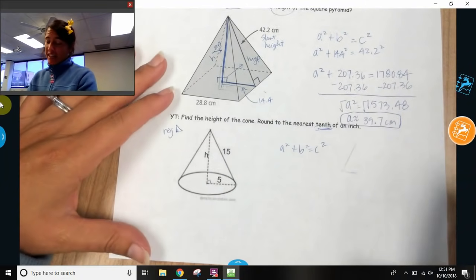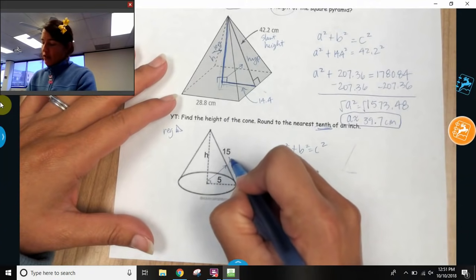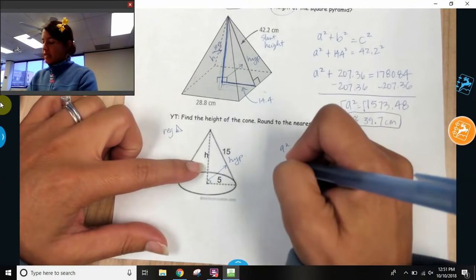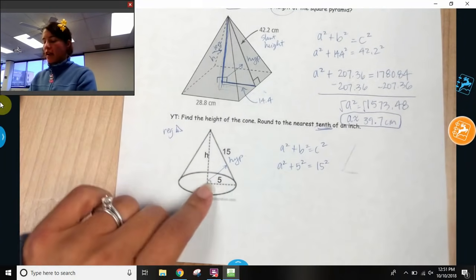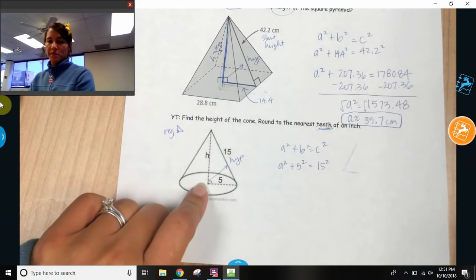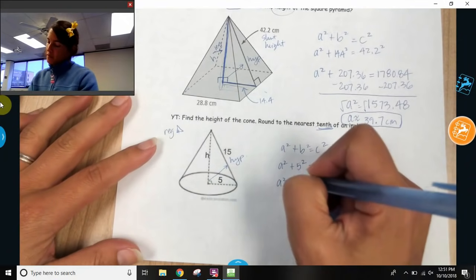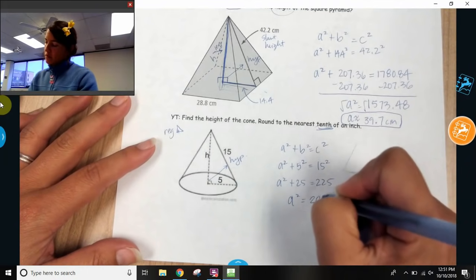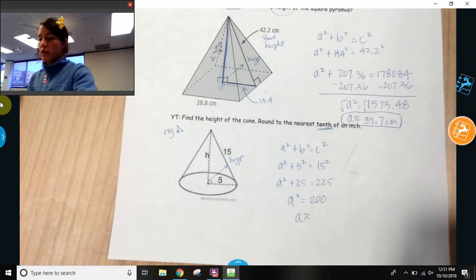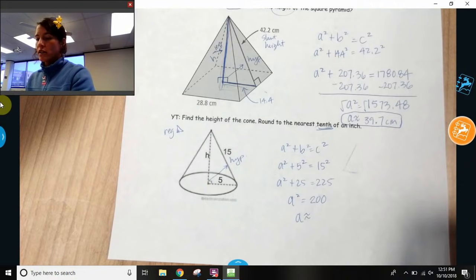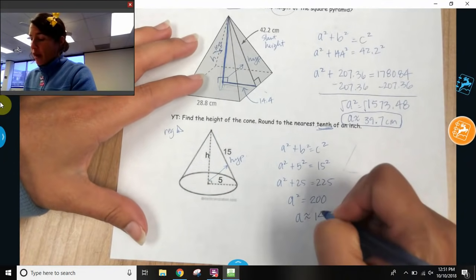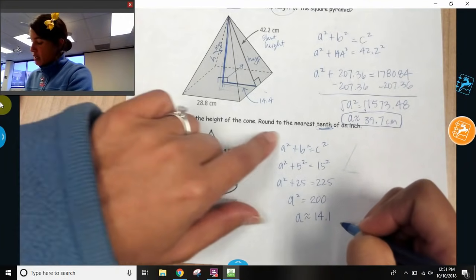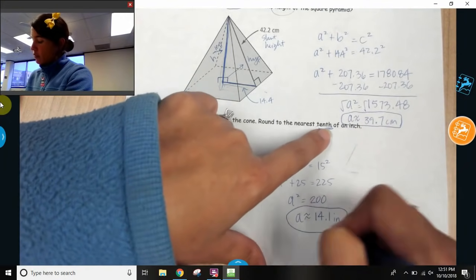I always start with the Pythagorean Theorem. I know this is my hypotenuse, that's going to be 15. I'm missing a leg, and then my other leg is 5. All right, square root of 200. It's my phone, if you can hear that. About 14.14, so to the nearest tenth of an inch, 14.1 inches.